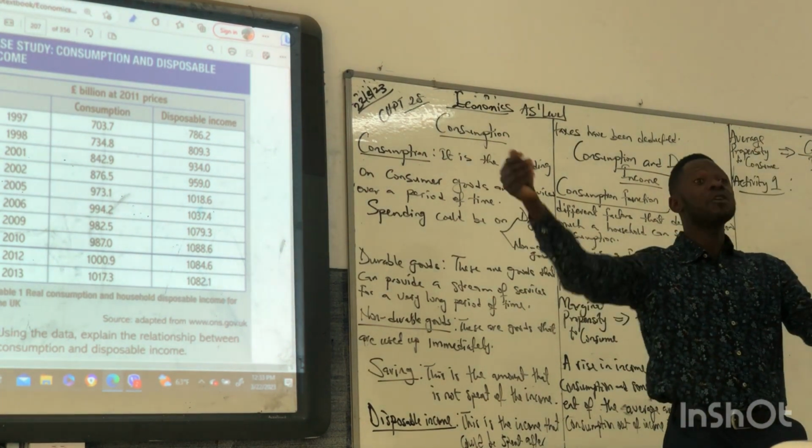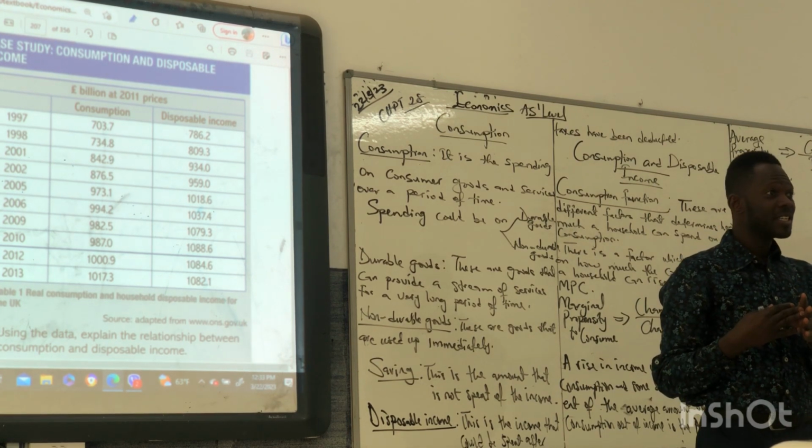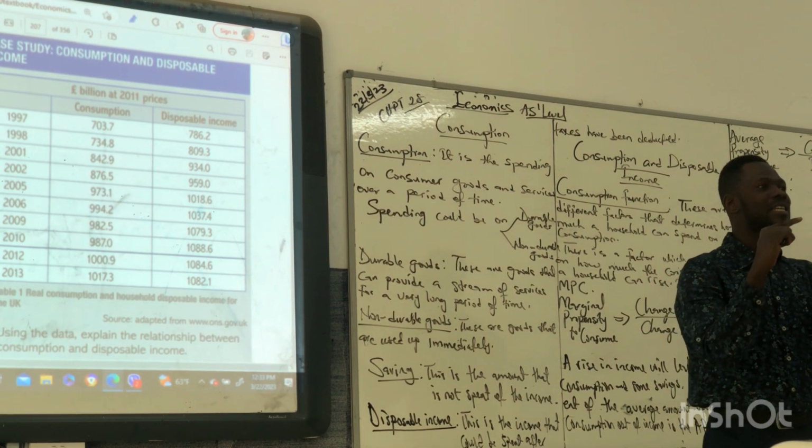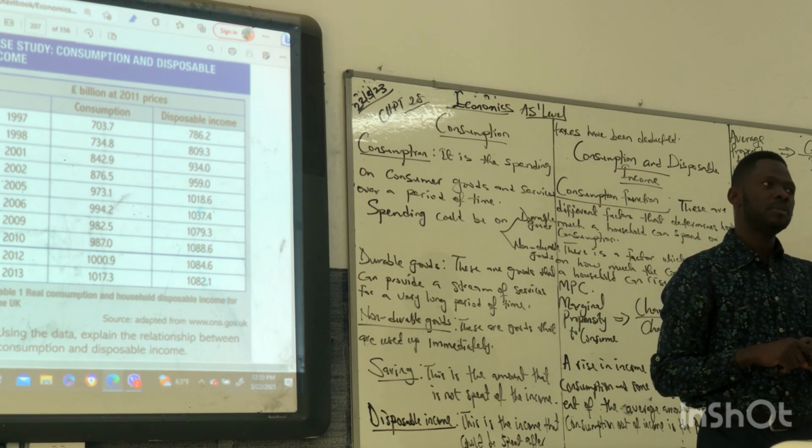Consumption will come as a result of the income you have. Yes or no? Without income, there's no consumption. So consumption has a direct relationship with income. Do you get the point?